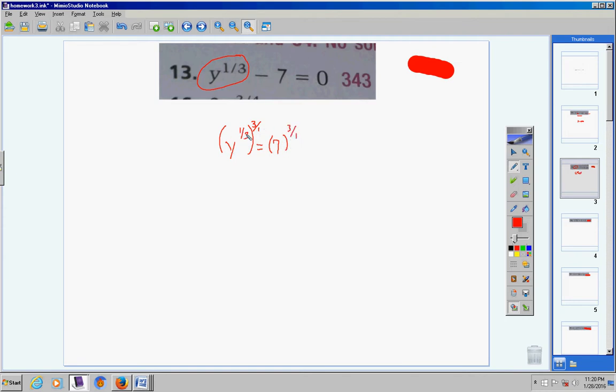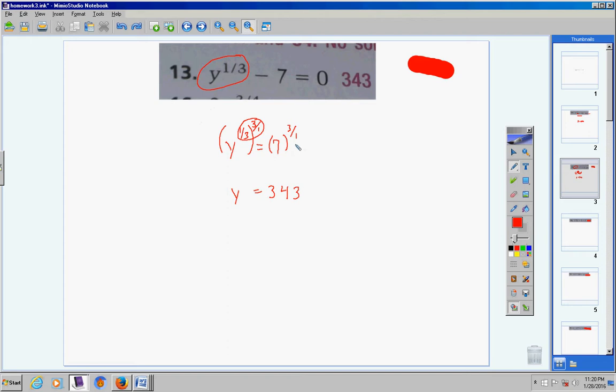Well, when you have a power raised to a power, you multiply these. 1/3 times 3 over 1 is 1. So you have y to the 1 power, or in other words, y. And then 7 to the 3rd power is 343. Now, here's the catch. You have to put plus minus in front of this number when your denominator right here is even. In this case, it was odd, so I don't have to worry about it. That's where it gets a little tricky using this method.